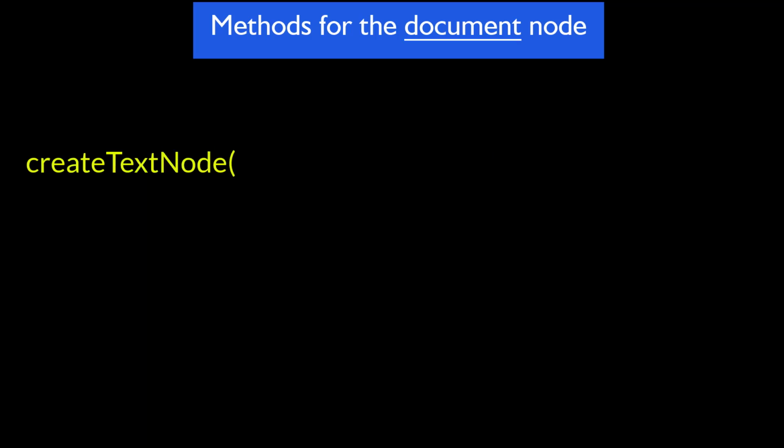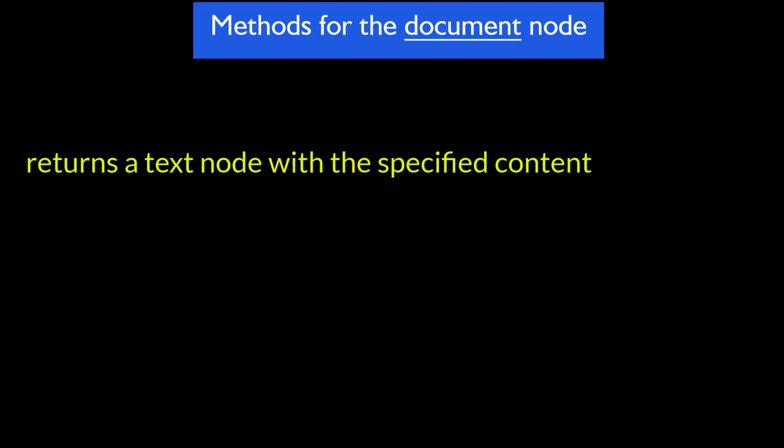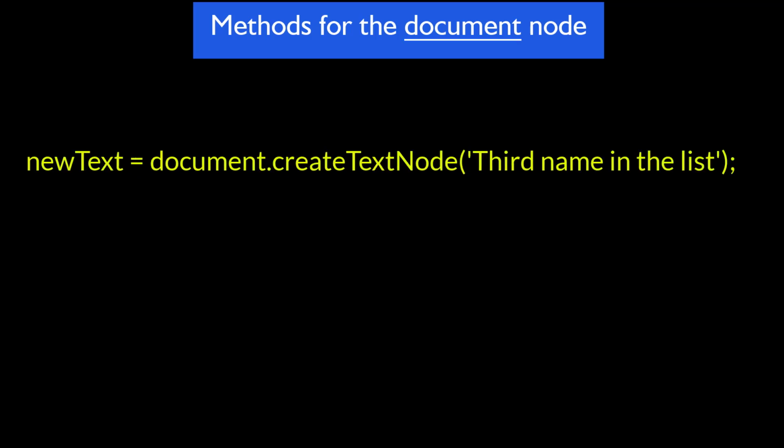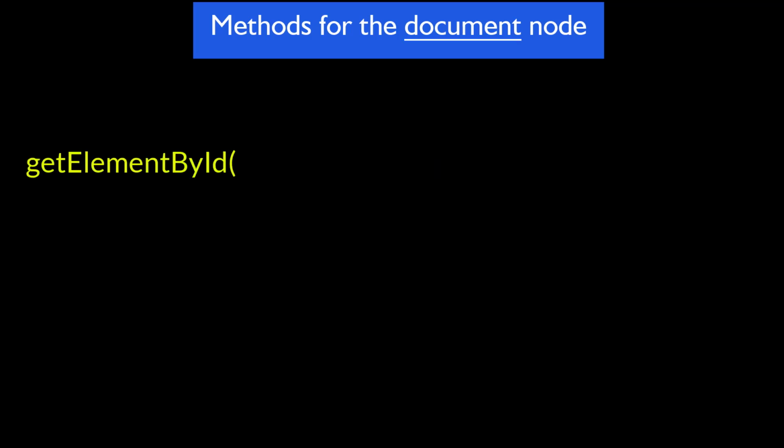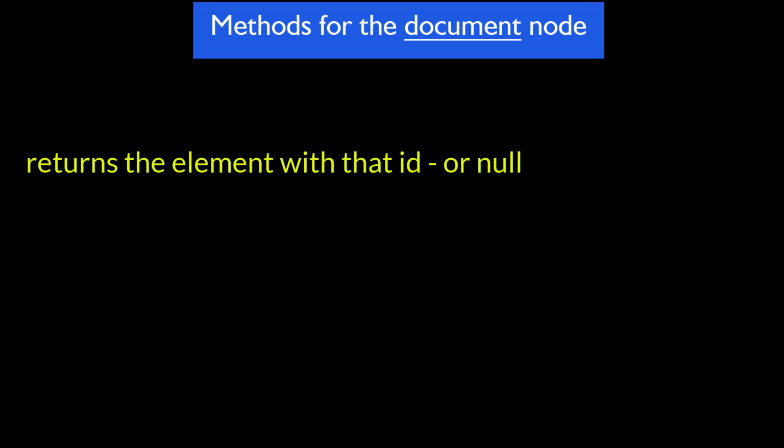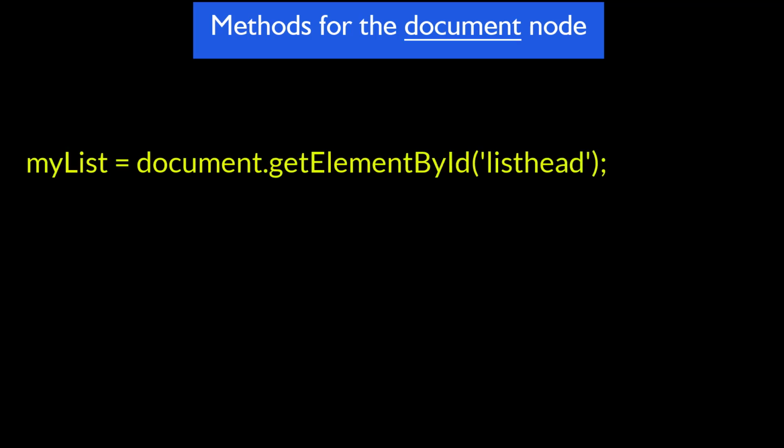createTextNode: input is the text to be included in the node, a string expression, and the output is a text node with the specified content. For example, newText equals document.createTextNode("third name in the list"). getElementById: the input is the value of the ID attribute of an element, that is a string expression, and the output is the element with that ID, or null. For example, myList equals document.getElementById("listhead").